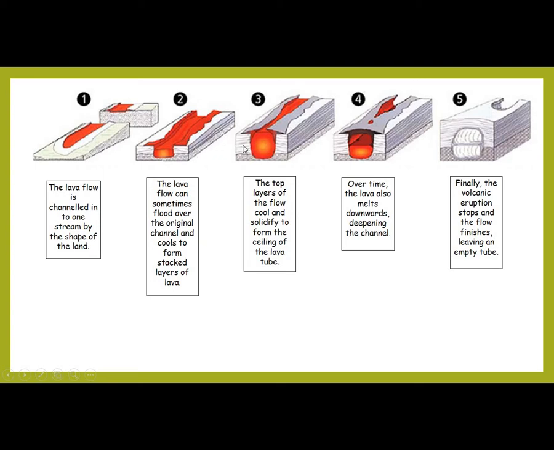See, this height is different here. Stacked layers of lava. The top layers of the flow cool and solidify to begin to form the ceiling, and over time the lava also melts downwards even further, deepening the channel. Finally, the volcanic eruption stops, the flow finishes, leaving an empty tube. Now I can see where a couple of these you might have put them other way round. Just pop on a couple of arrows to correct any mistakes you've made.